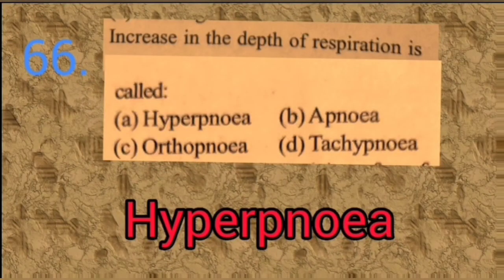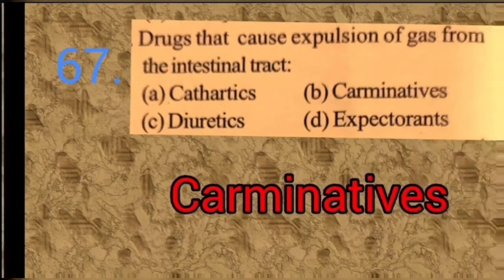Increase in depth of respiration is called: option A, hyperpnea; B, apnea; C, orthopnea; D, tachypnea. Increase in the depth of respiration is called hyperpnea.